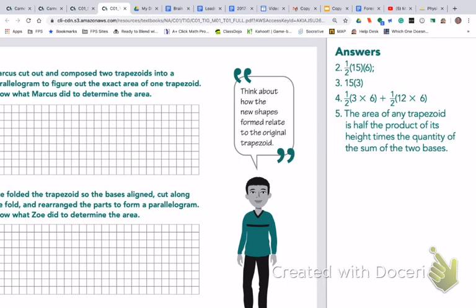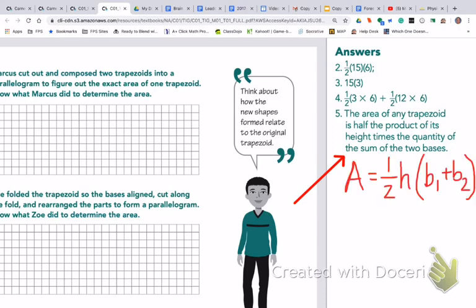After showing what Marcus, Zoe, and Angela did to determine the area, here is how you can calculate the area of any trapezoid in terms of the two bases and the height for number 5. The area of any trapezoid is half the product of its height times the quantity of the sum of the two bases. The formula would read A equals 1/2 times H times the quantity of B1 plus B2.